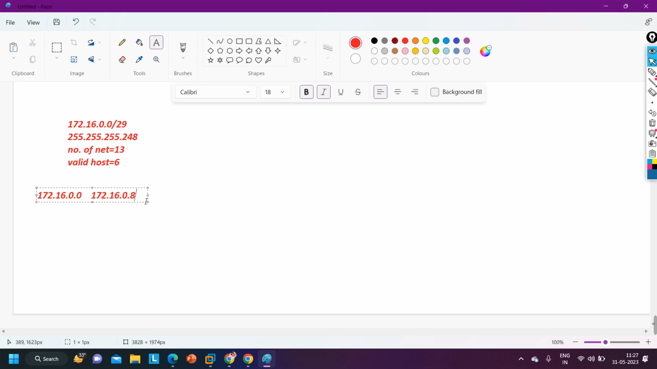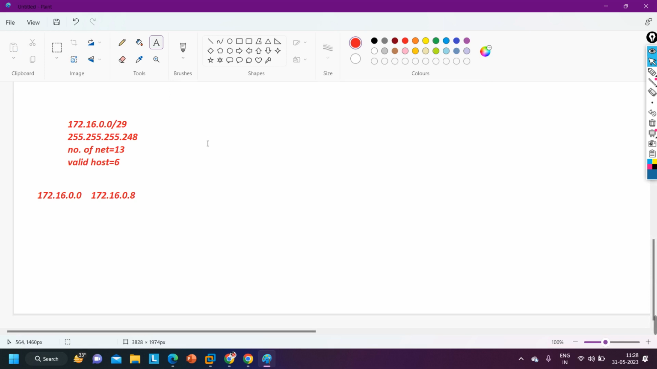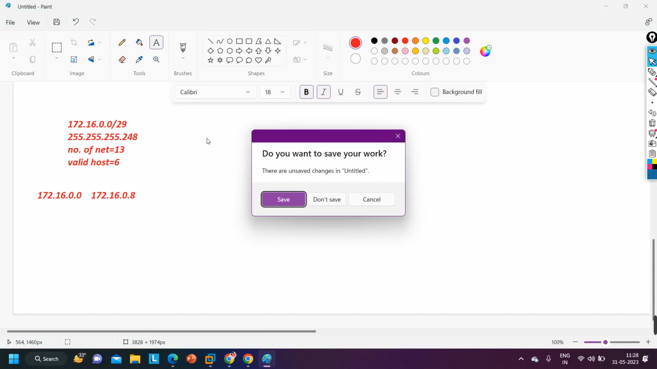After that, 172.16.0.16, exactly. 16, then 16 plus 8, then plus 8, then plus 8, then plus 8. You can calculate. Now I am going to use one subnetting example from class A.